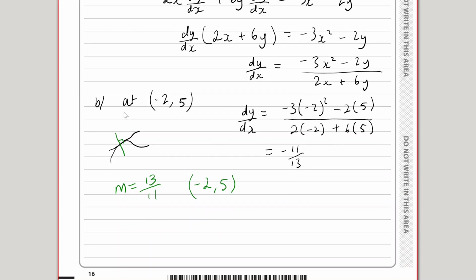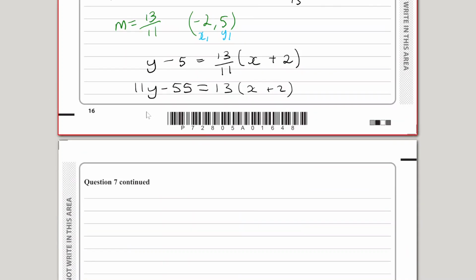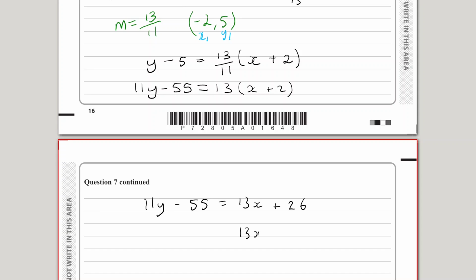So it's y minus y1 equals m times x minus x1. So we're going to have x1, y1, and m. So y minus 5 equals 13/11 times x minus -2, so plus 2, times both sides by 11. So 11y minus 55 equals 13 times x plus 2. 11y minus 55 equals 13x plus 26. Let's make it equal to 0 now. So I have 13x minus 11y, and I've got 26 and 55, which makes 81.